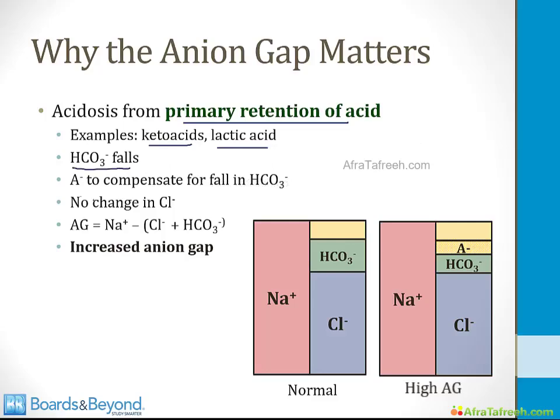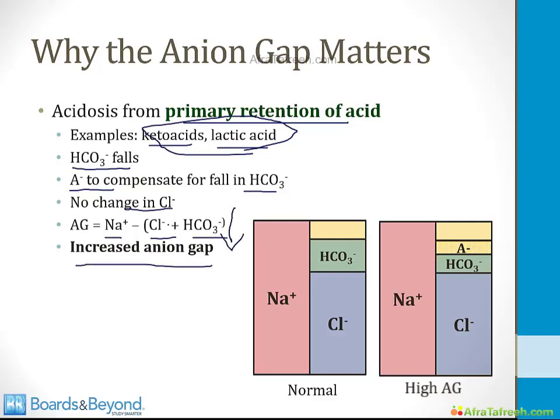However, the chloride does not go up. That's because these types of acids have their own anions associated with them, and that anion compensates for the fall in bicarbonate. As a result, there's no change in chloride, so the anion gap increases, because the anion gap is sodium minus chloride plus bicarb. If the bicarb goes down and the chloride doesn't change, then the anion gap is going to increase.